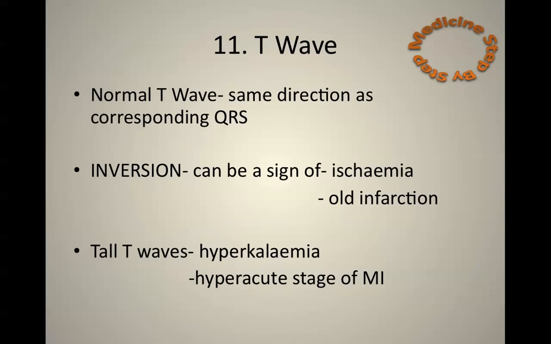Finally, if there is no ST segment changes, we move on to look at the T wave. The T wave should normally be in the same direction as the QRS complex. So, if the T wave is negative and so is the corresponding QRS complex, this is normal. Inversion of the T wave, otherwise, in the presence of a positive QRS complex, can be a sign of ischemia or past infarction. Tall, tented T waves, a sign of hyperkalemia or the hyperacute stage of a myocardial infarction.